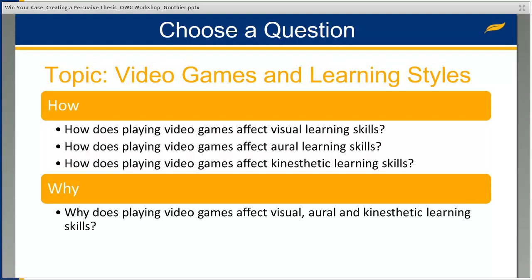So how and why questions are always good to start. The whole idea of context questions in general would include the who, what, where, why, and how. That's always a good place to cover. But in this case, I'll choose how and why questions to help me start narrowing it down. So video games and learning styles, I've decided that that's what I want to do. So some of my questions would be things like, how does video gaming affect visual learning skills? How does it affect oral learning skills? How does it affect kinesthetic learning skills? And then why? Why does playing video games affect visual, oral, and kinesthetic learning skills?